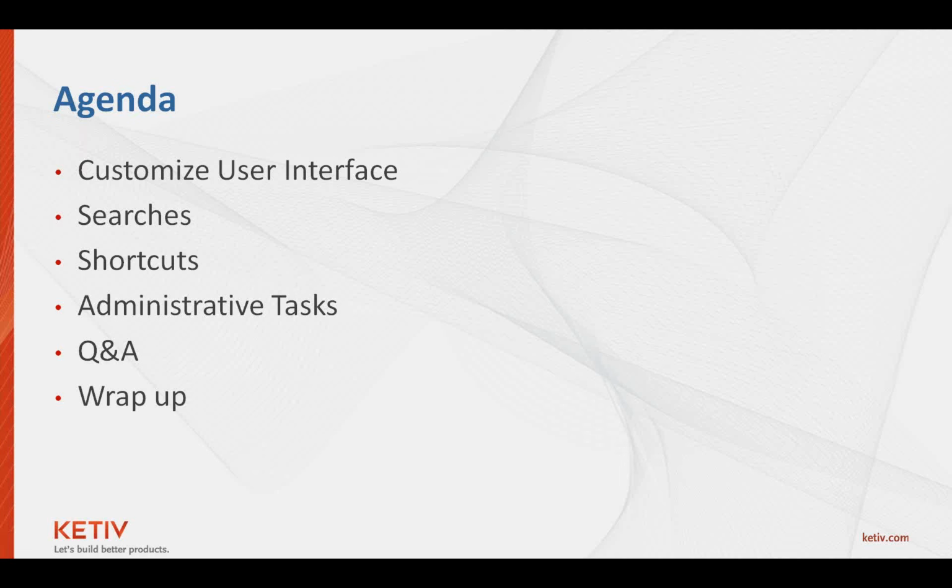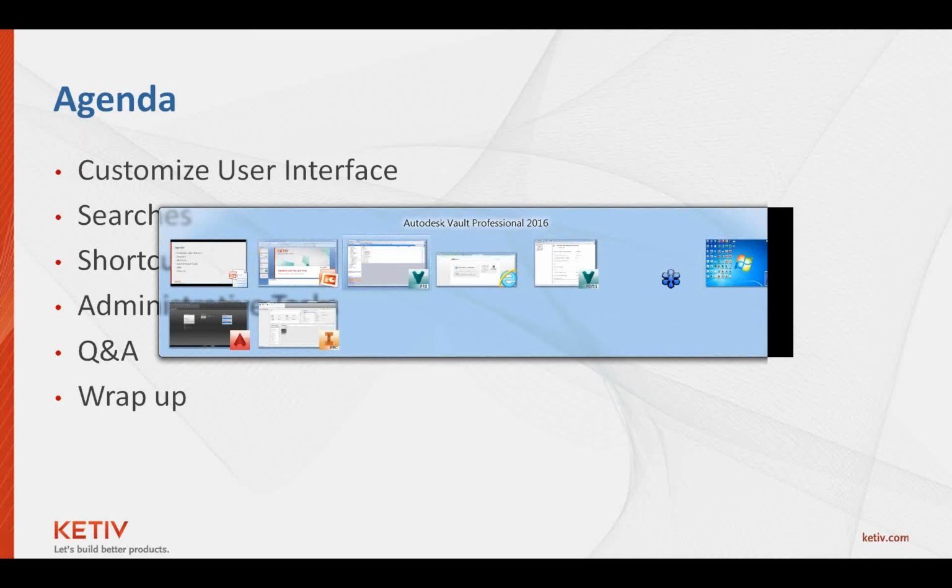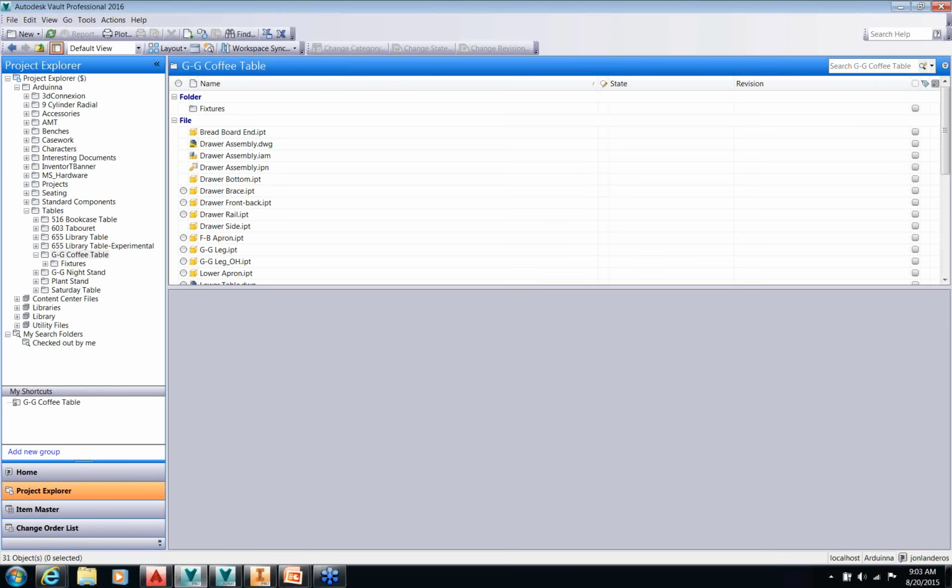So without any further ado, let's get started. I'm going to start out inside of the Vault Professional interface. Another preface: I am using Vault Professional, but everything I'm going to show, unless I say otherwise, is available to everybody. So Vault Basic, Vault Workgroup, Vault Professional, you'll all have access to this information or these abilities, unless I specifically tell you that this is something that is an elevated product.